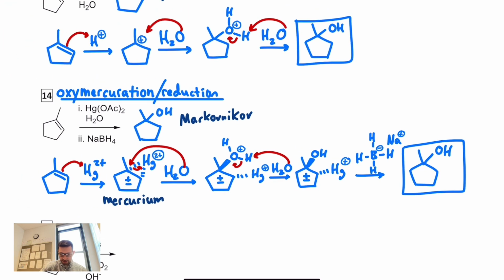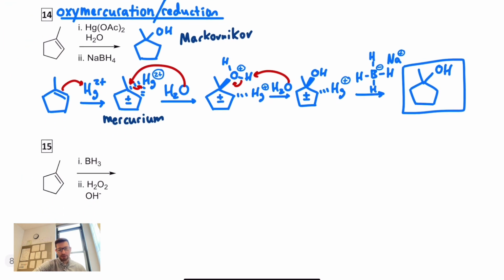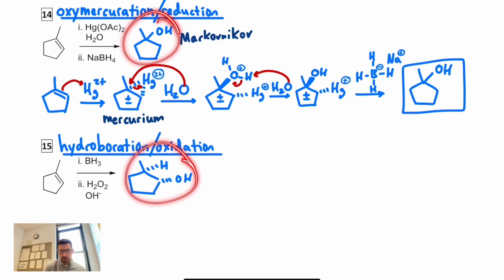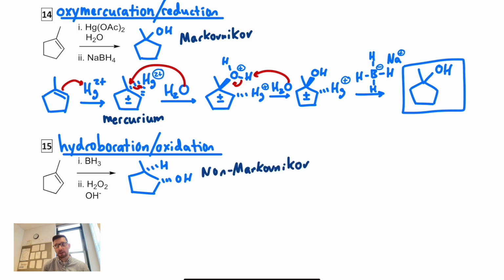Okay, the third one is stereospecific and regiospecific, and it's the opposite of what we've seen so far. This is called hydroboration oxidation. It also turns an alkene into an alcohol, but you have the opposite regioisomer. This is a constitutional isomer. I have the alcohol on the less substituted carbon, so this is a non-Markovnikov addition, sometimes called an anti-Markovnikov addition.